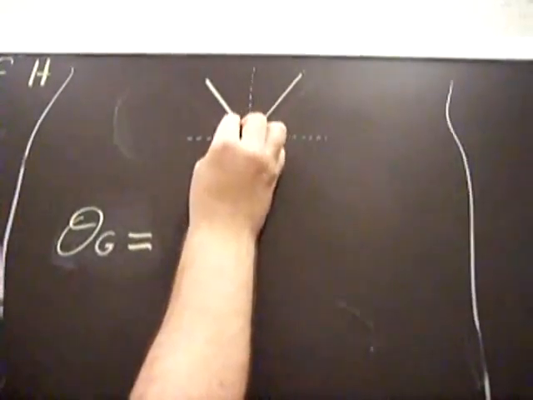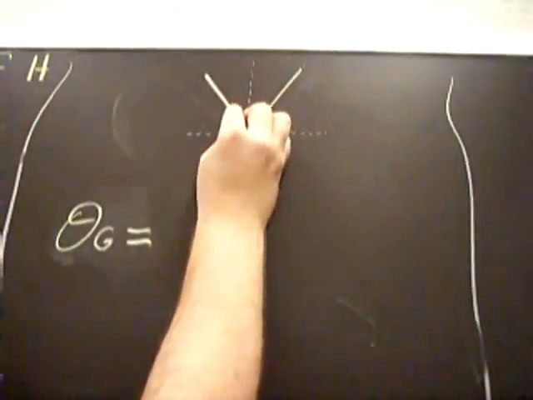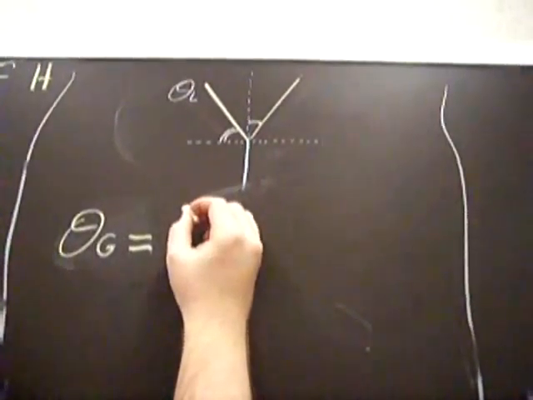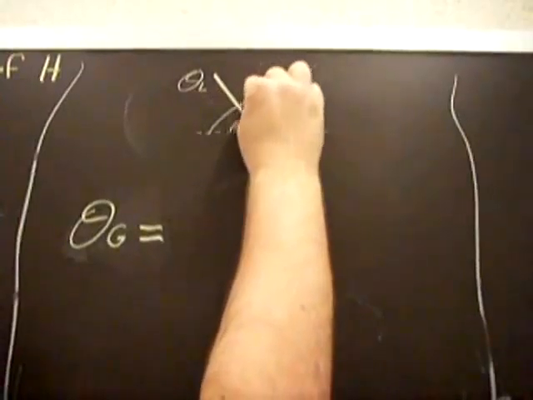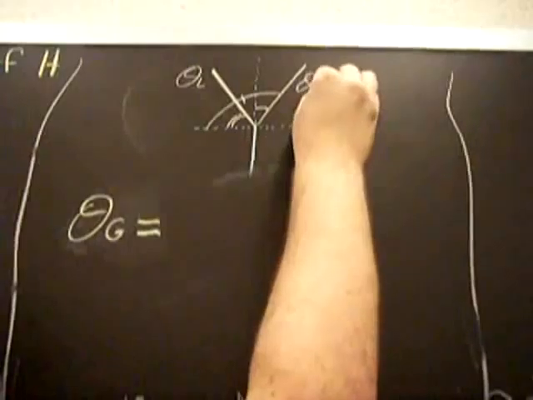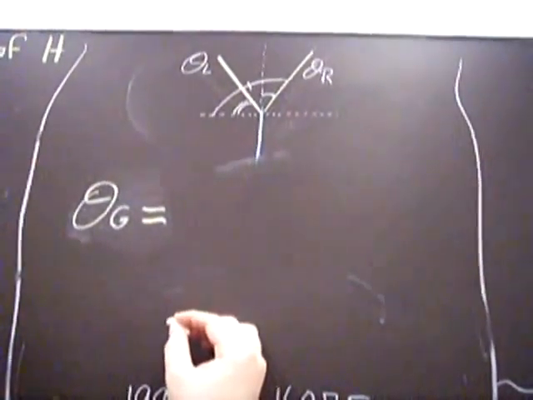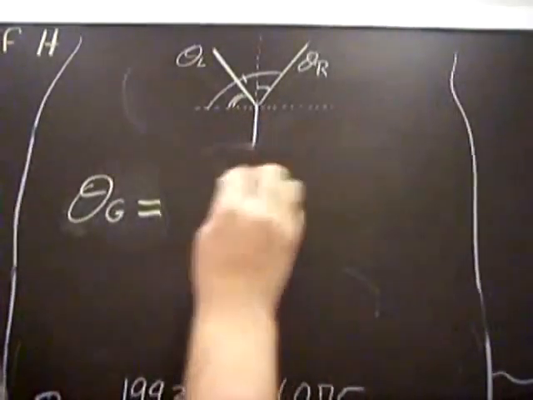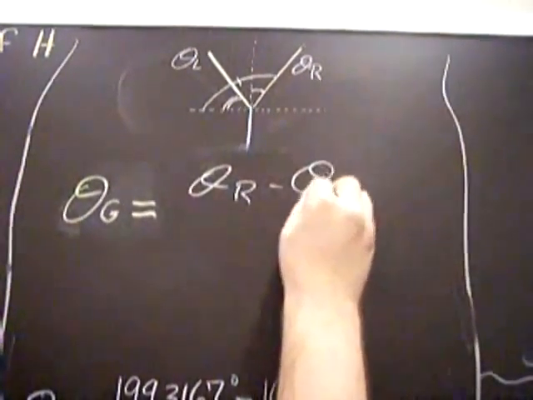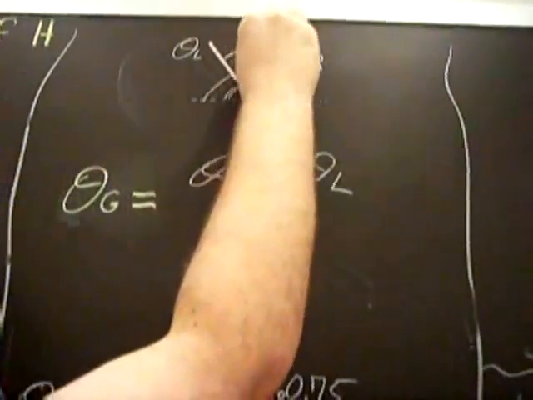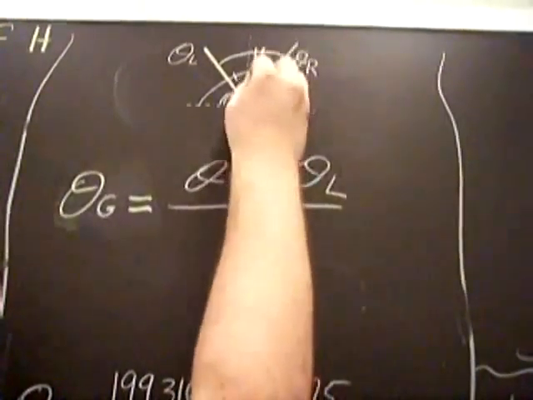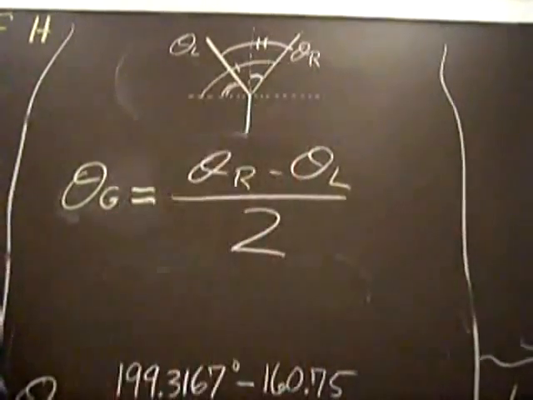From here to here, this is theta L. From here to here, that's theta R. Okay, so if I take theta R minus theta L, I will get half of what I need. I will get this. So I just got to divide by 2 to get this, what I need.